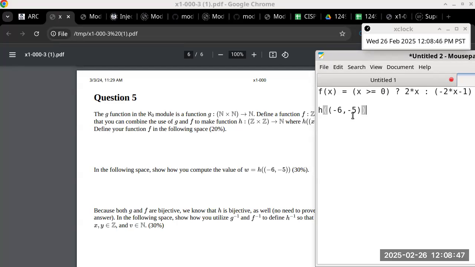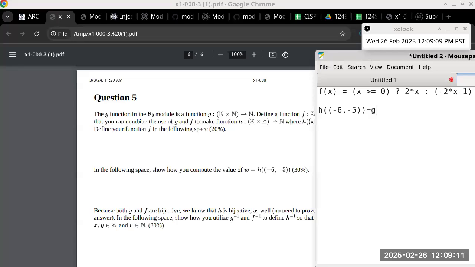The inner pair of parentheses is saying the parameter itself is a two tuple with -6 as the first item of the two tuple and -5 as the second item of the two tuple. So there's no redundancy here. There's no syntax error here. Every single symbol is required. All right, so now we use the definition.